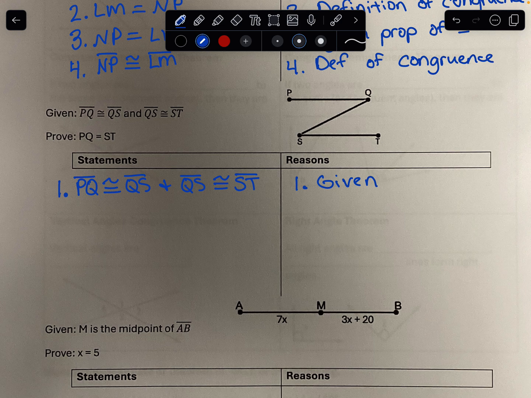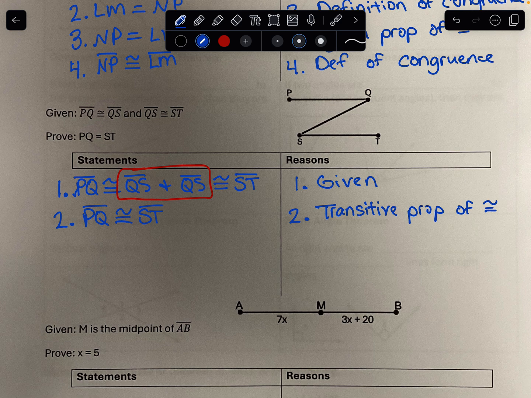So first, just looking at these things that are congruent, does anyone see something that I could eliminate here? Yeah, right? We notice they both have QS, so what could be my next statement? PQ is congruent to ST. Good. PQ is congruent to ST for what reason? What says if two things are equal to the same thing, then those two things are equal? Great job. Transitive property. So transitive property of congruence because these two things were congruent. Okay?